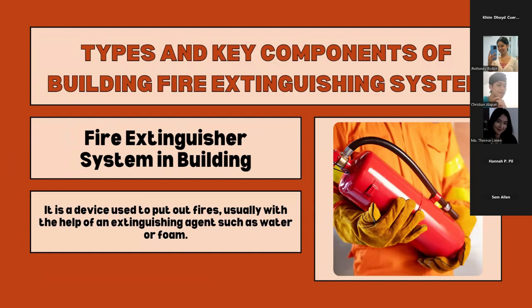My topic is about the types and key components of building fire extinguishing systems. So, fire extinguisher system in building. It is a device used to put out fires, usually with the help of an extinguishing agent such as water or foam. In a building, fire extinguishers are typically located near exits and other high traffic areas so that occupants can quickly respond to a fire. Next slide.